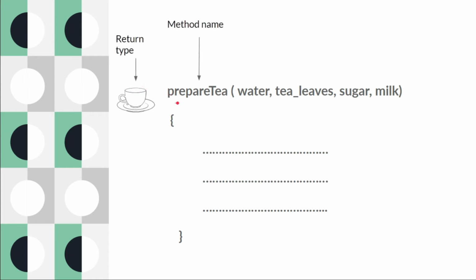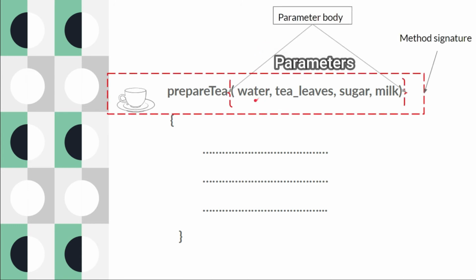The method name is our choice. These are followed by parentheses, which are known as the parameter body. Parameters are the inputs that we have to give when the method is executing. This whole thing is called the method signature, and this is very important. Inside parentheses, we will write the parameters.